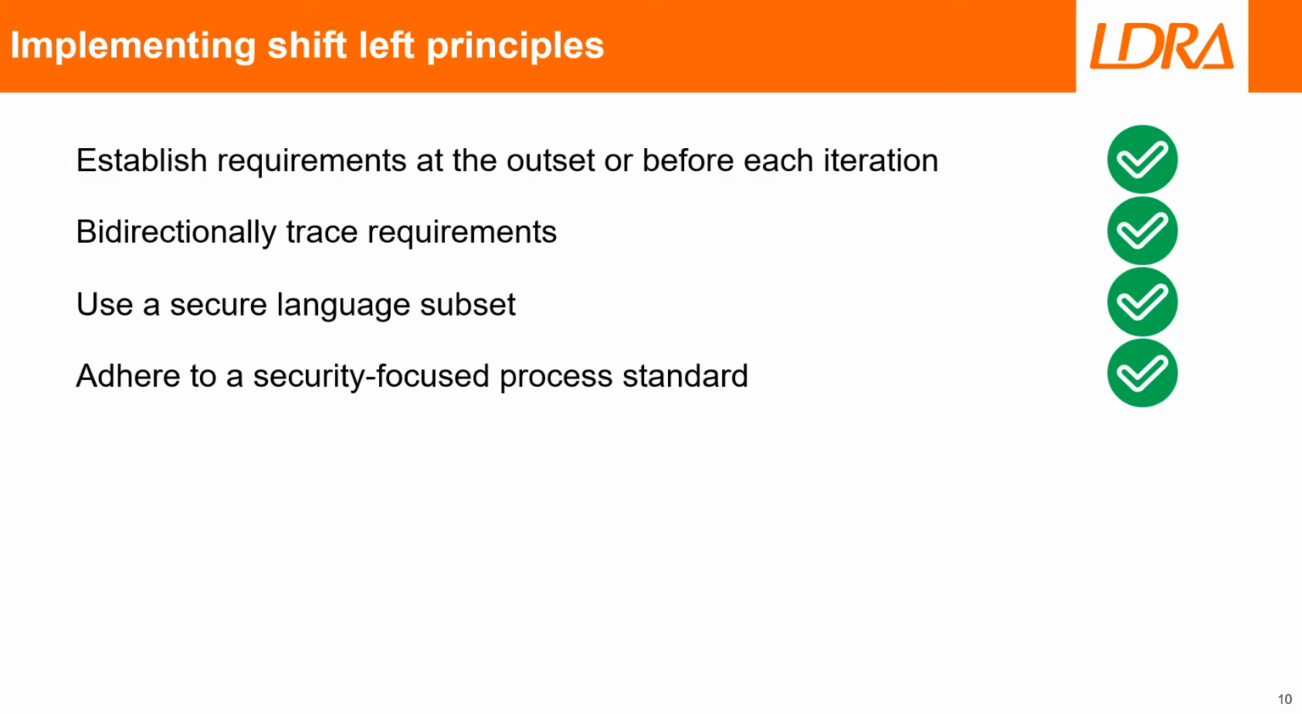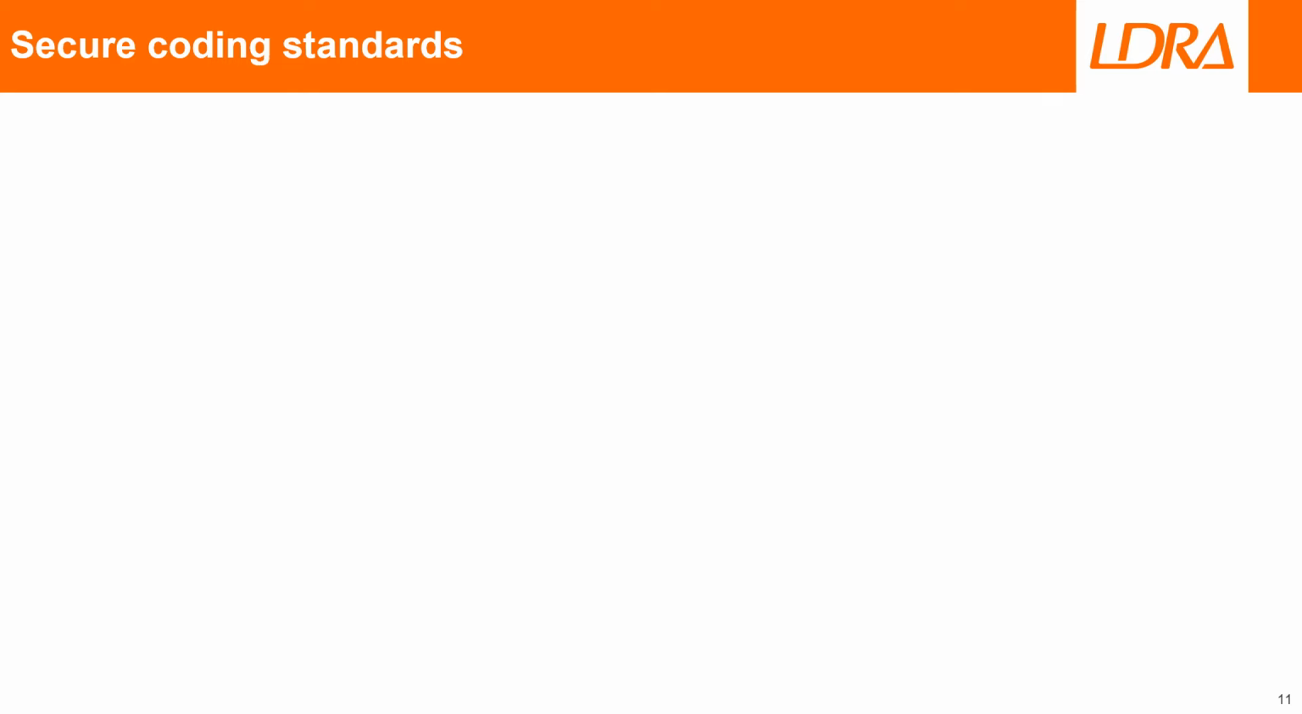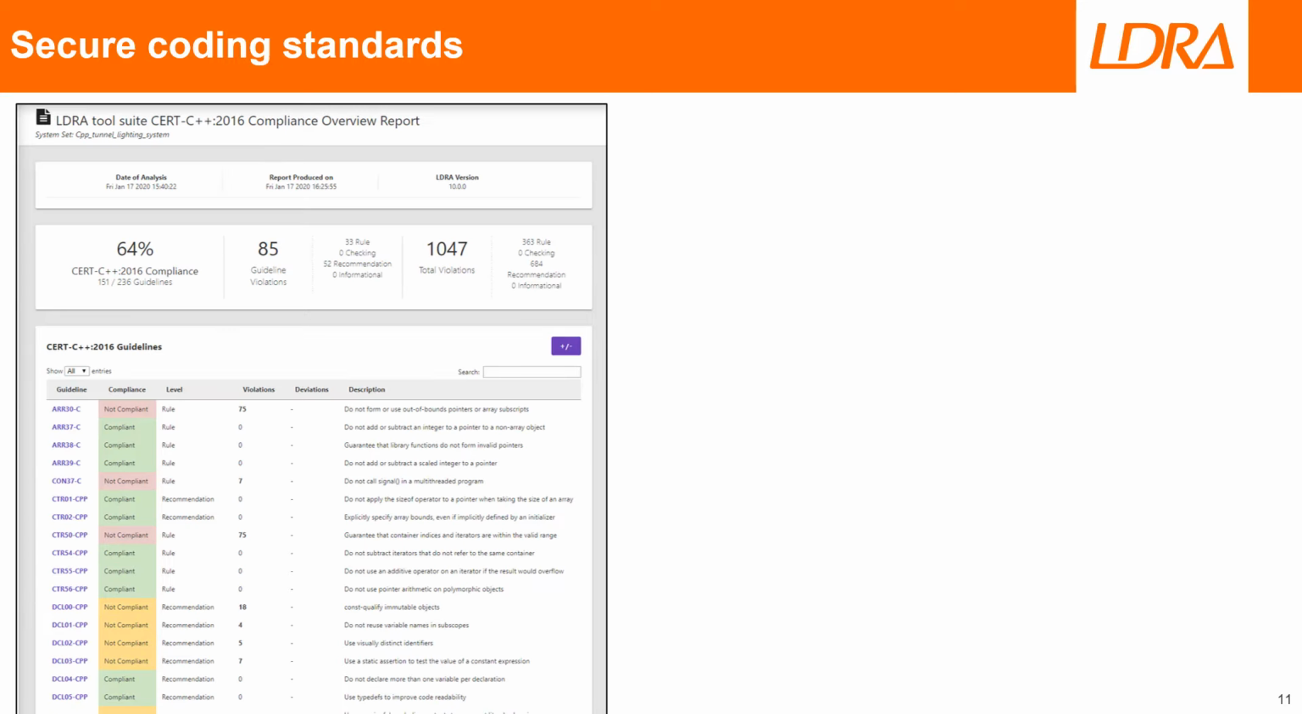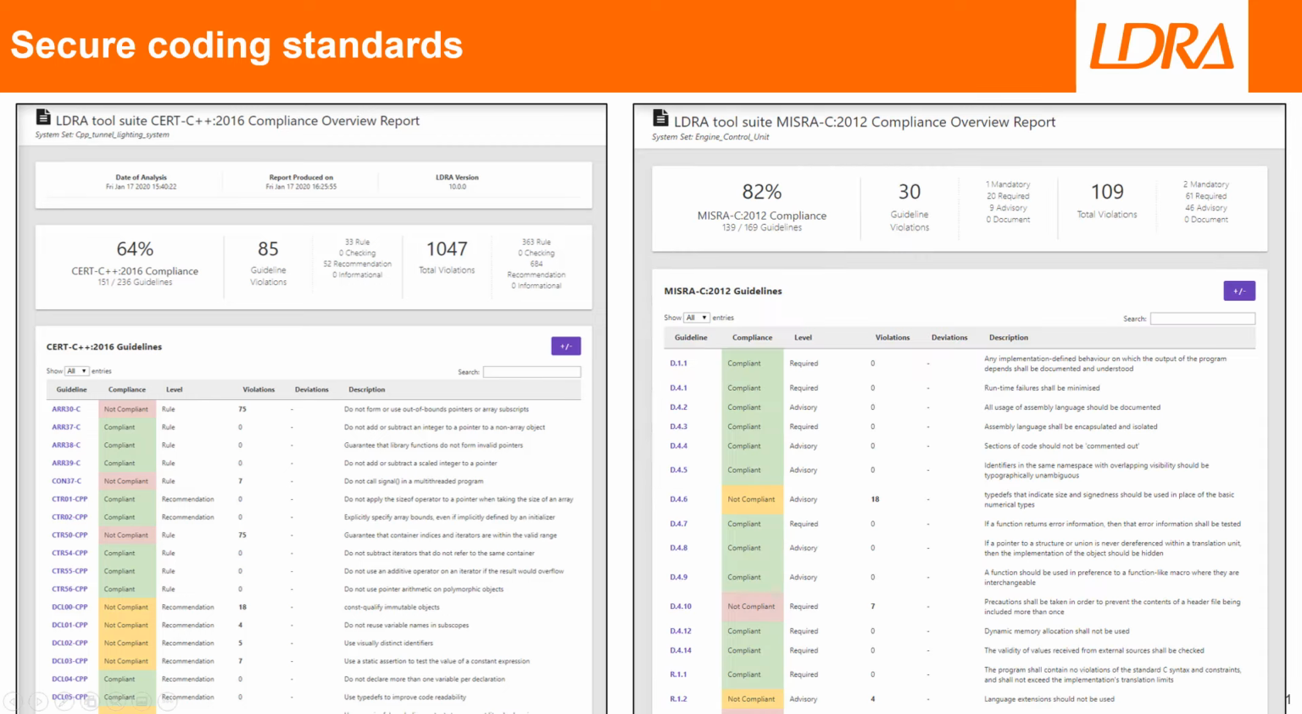Standards have an important part to play in the application of shift-left principles. There are a number of secure coding standards available to choose from. For example, CERT C++ is a coding standard designed for the development of safe, reliable, and secure systems that adopts an application-centric approach to the detection of issues. MISRA C 2012 offers another option, despite a common misconception that it is designed just for safety-related, not security-related projects.